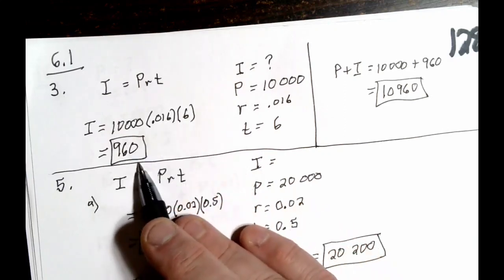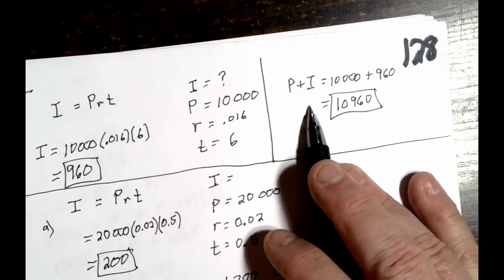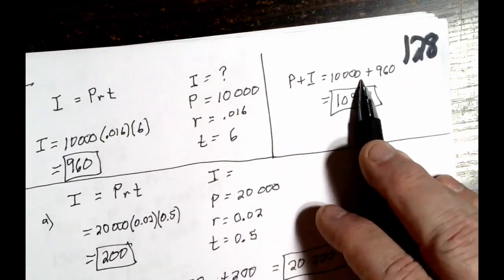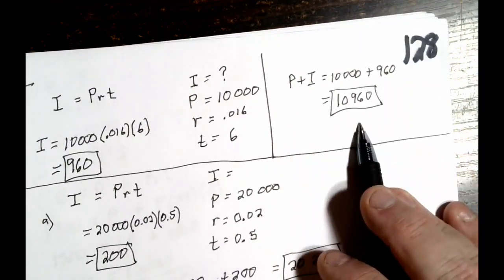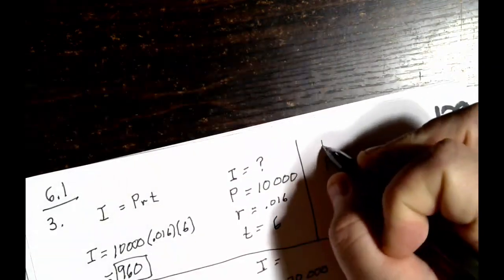Okay, so your interest, or your I, is the amount you invested times the interest rate times the years: 960. Now how much was the future value? Well, it's the original amount plus the interest. So it's P plus I, or P plus PRT.